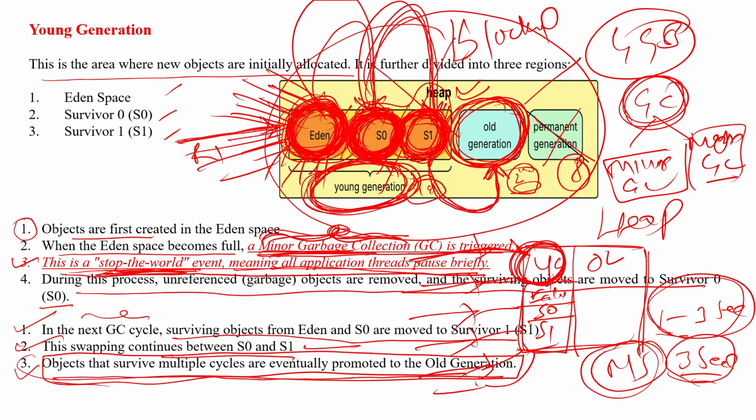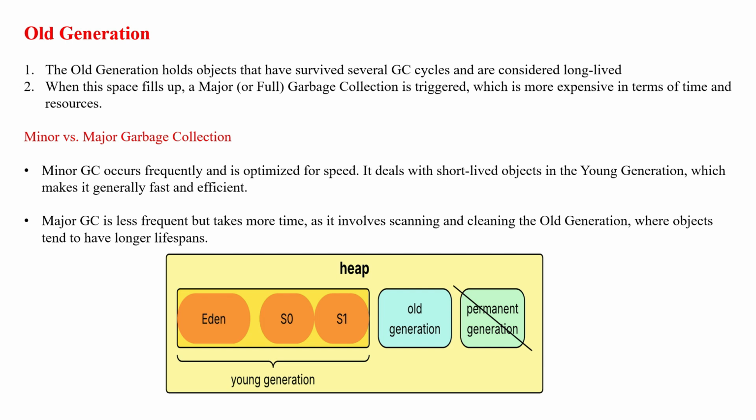Okay, so now what is happening here? We know that in the first part we have seen a minor garbage collection executing, right? And when the request is moved to the old generation, there would be some time when your old generation space may also get full, right? So once your old generation space also gets full, there has to be a GC executed in the old generation as well, right? And this is called the major garbage collection. Now let us talk about this one. The old generation holds objects that have survived several GC cycles and are considered long-lived. When the space fills, a major or full garbage collection is triggered, which is more expensive in terms of time and resources.